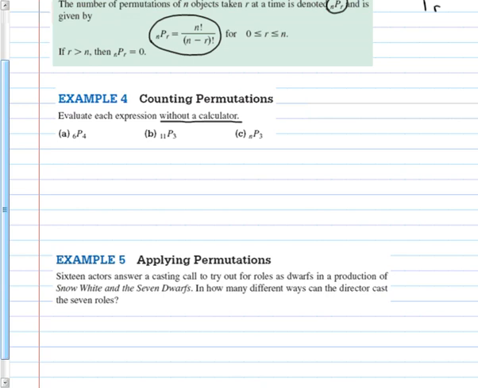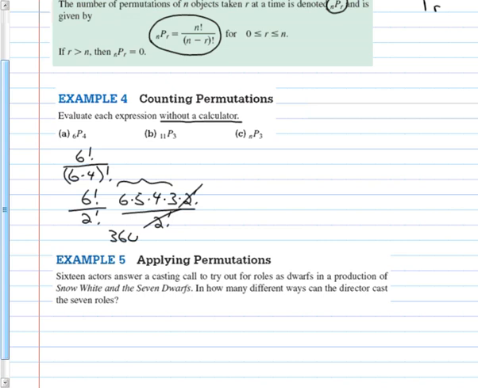So if I have a permutation of 6 things taken 4 at a time, that's 6 factorial divided by 6 minus 4 factorial, which is 6 factorial divided by 2 factorial, which is 6 times 5 times 4 times 3 times 2 factorial over 2 factorial. I'm going to cancel those out. 6 times 5 is 30, times 4 is 120, times 3 is 360, right? Yeah. We didn't need a calculator.